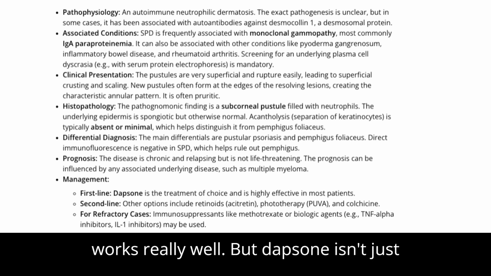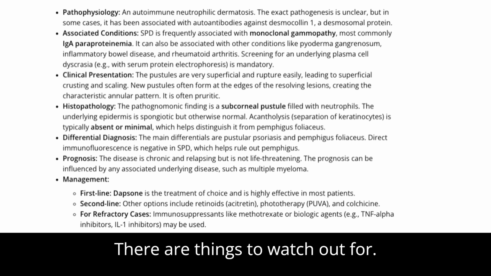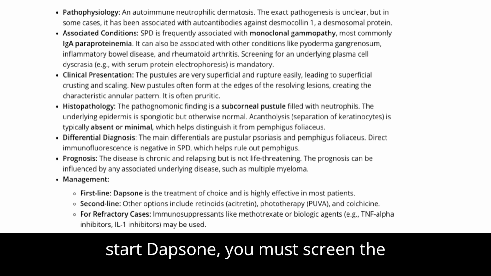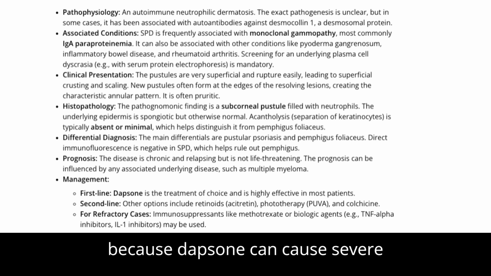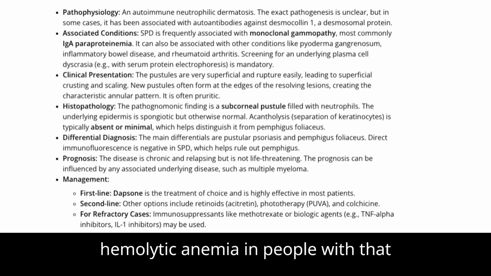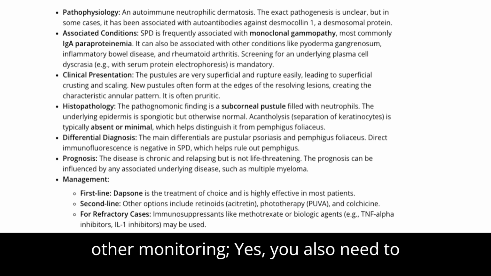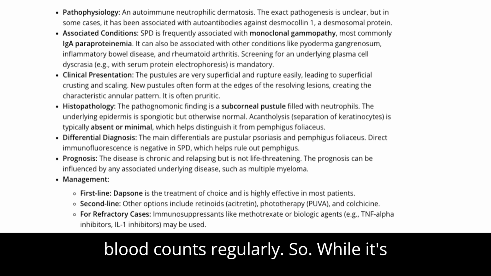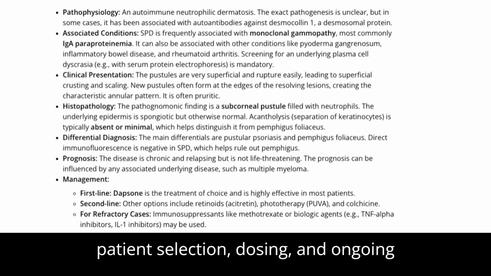But Dapsone isn't just a straightforward prescription, is it? There are things to watch out for. Absolutely critical point. Before you even start Dapsone, you must screen the patient for G6PD deficiency. Glucose-6-phosphate dehydrogenase deficiency. Right, because Dapsone can cause severe hemolytic anemia in people with that deficiency. It's a mandatory check. And other monitoring? Yes. You also need to monitor for methemoglobinemia and check blood counts regularly. So while it's highly effective, it requires careful patient selection, dosing, and ongoing vigilance.